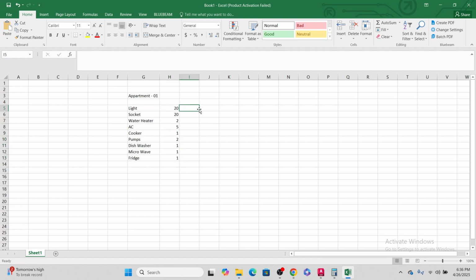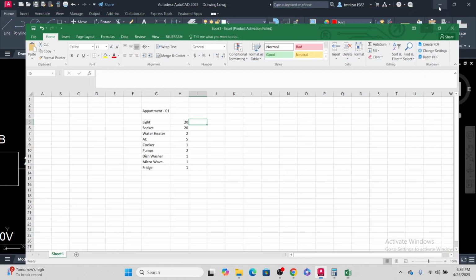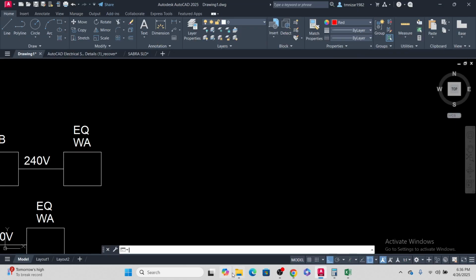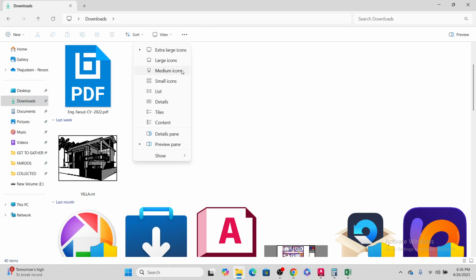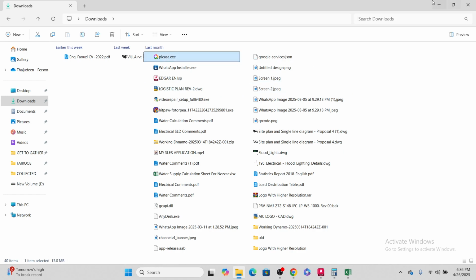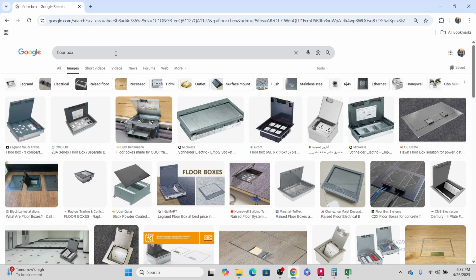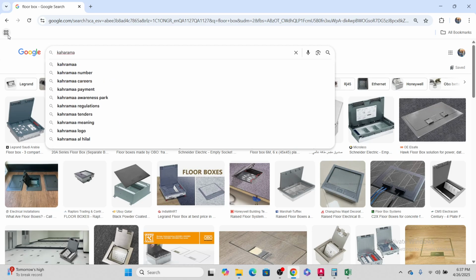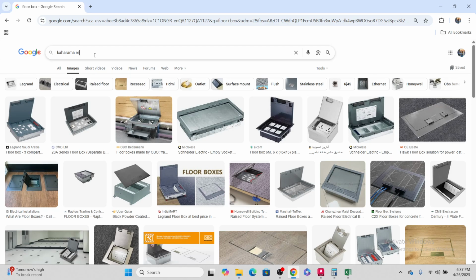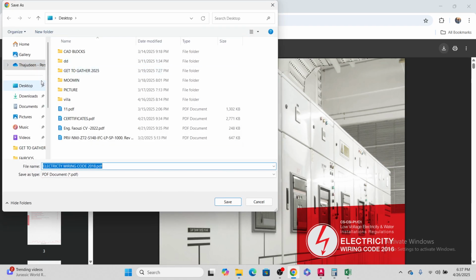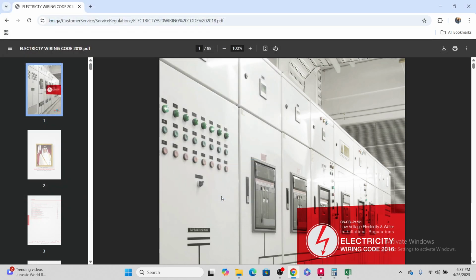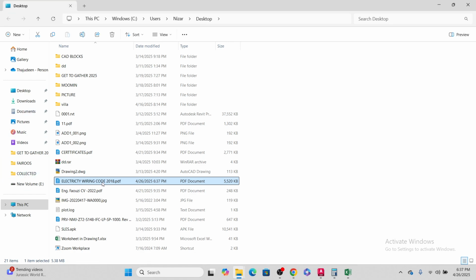So we have to take the load from the Kahramaa regulation. The Kahramaa regulation is very important. I am working in Qatar, so I need to go with the Kahramaa regulation. Let's go to the document. I think I downloaded it. I didn't download it. Okay, let's download it first. Type Kahramaa regulation. Let's type regulation. In the Kahramaa regulation, it is electricity. Okay, here, let's download this one. I will save it on the desktop, that's better, and open it.